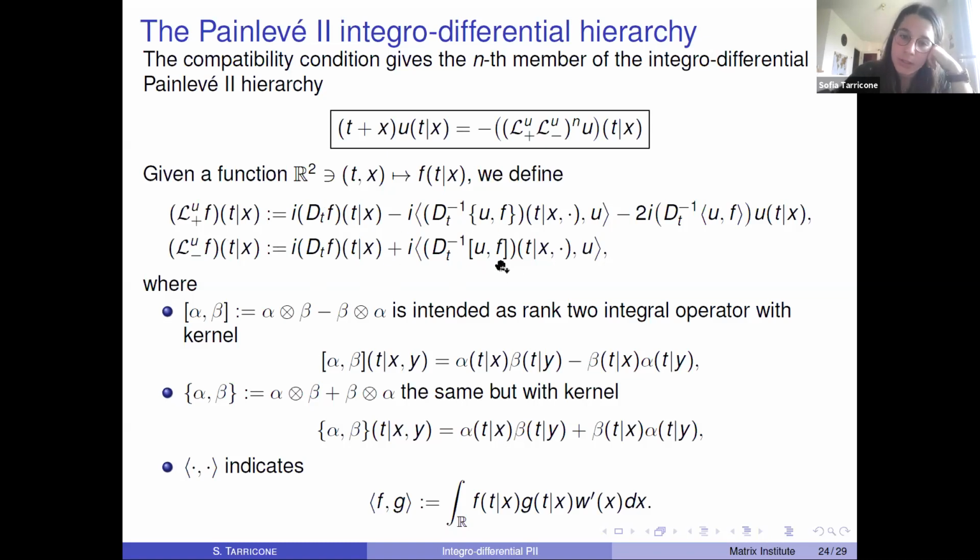And the second term is computed as follows. First, you compute this bracket here, [U, f], and this bracket gives you a rank 2 integral operator with a kernel that is defined through an anticommutator relation. So the anticommutator relation is here. So you have this function that depends on t, x, and y, that is the kernel of this operator. You integrate this kernel with respect to t, and then you compute the integral of this integrated kernel against u with respect to the probability measure w'(x)dx. Okay, so actually you see these integration terms. We proved that all these expressions are local, but in order to write down these operators in a compact way, we left this integration symbol.